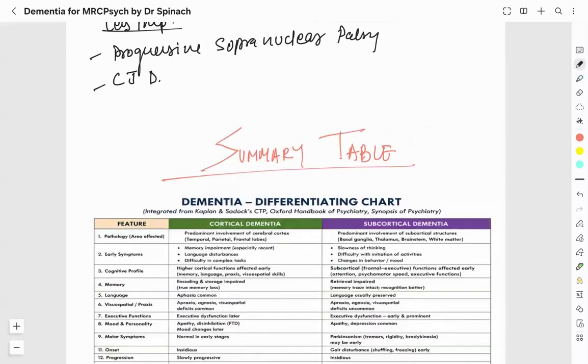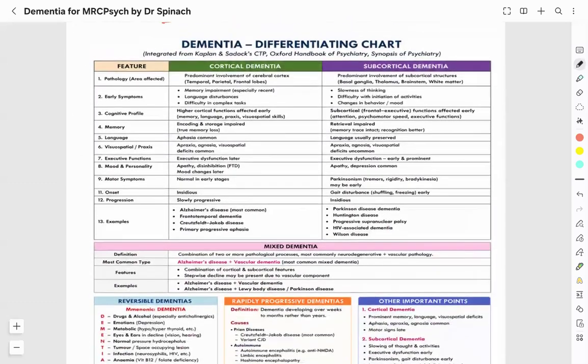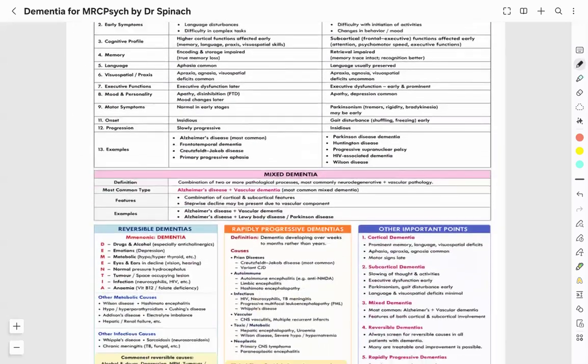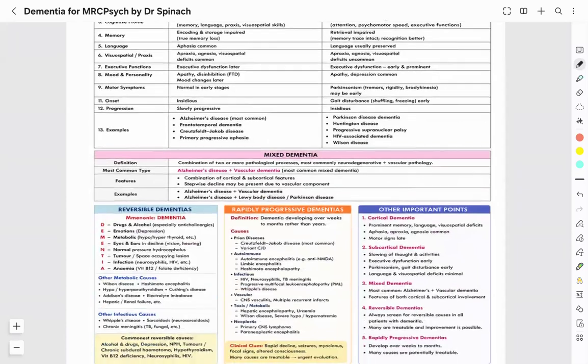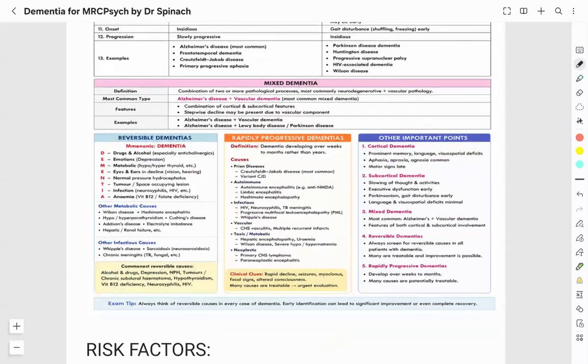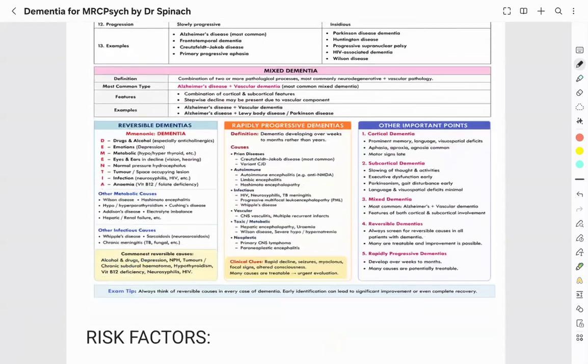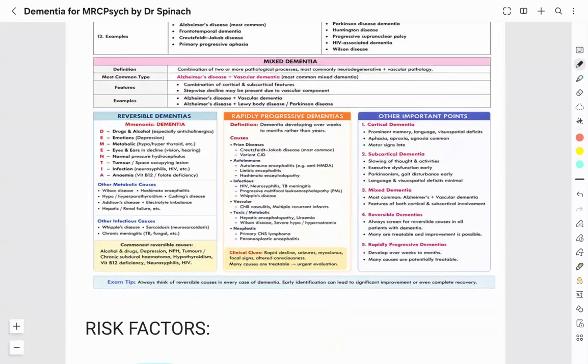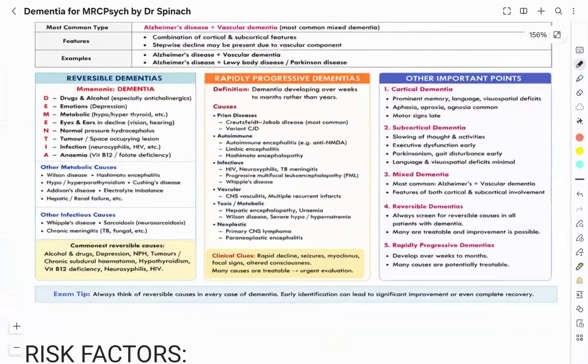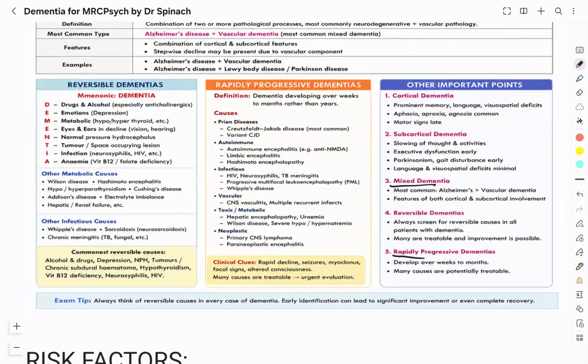So this is the summary table that I asked ChatGPT to create using my notes. It's a nice one. I think we discussed all of them. So mixed dementia is something, and rapidly progressive dementia. Do you know anything about these?